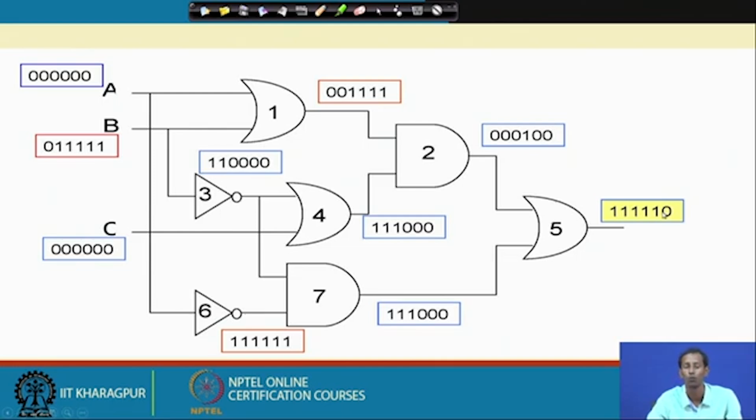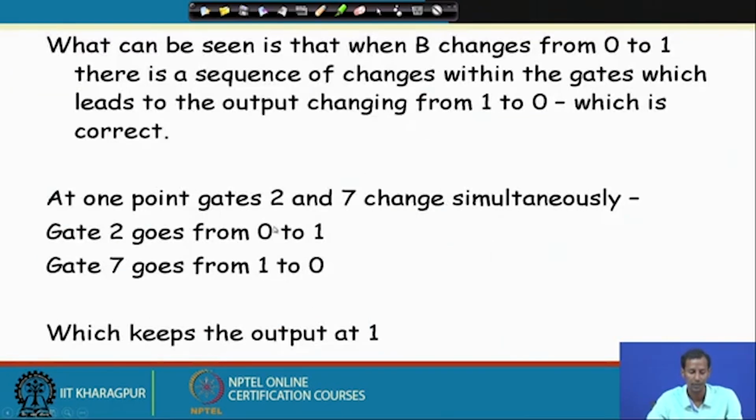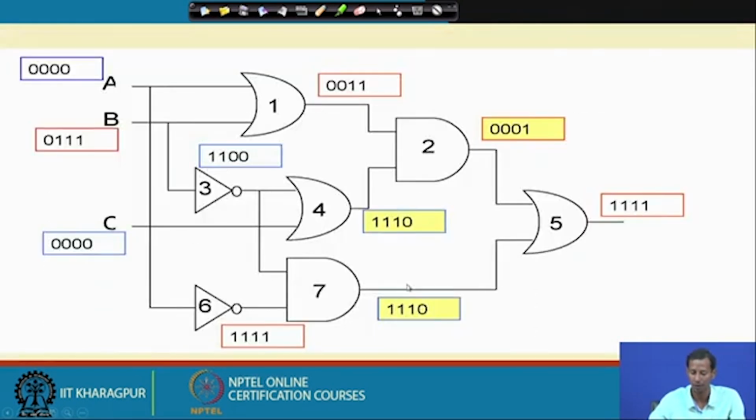So, what can be seen is that when B changes from 0 to 1, there is a sequence of changes within the gates which leads to the output changing from 1 to 0, which is correct. At one point, gates 2 and 7 change simultaneously. That means gate 2 changes from 0 to 1 and gate 7 changes from 1 to 0, which keeps the output at 1.